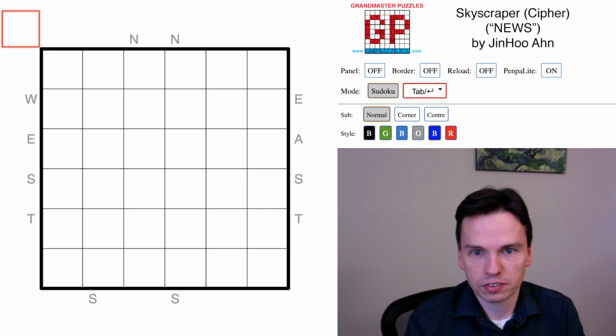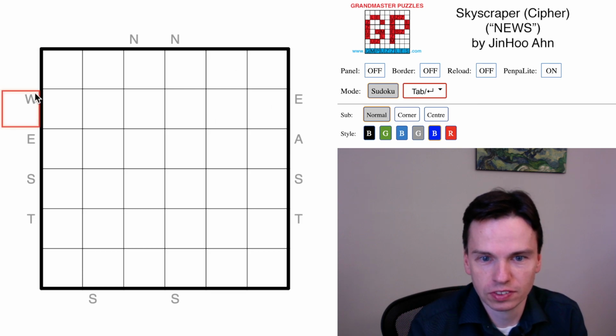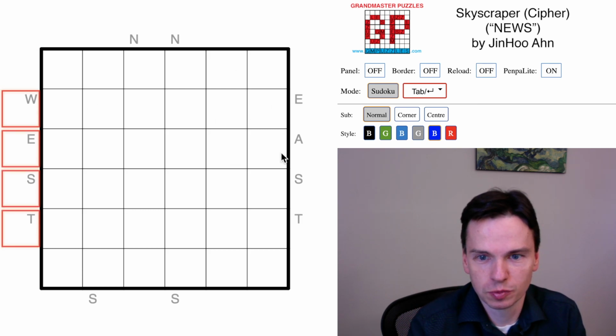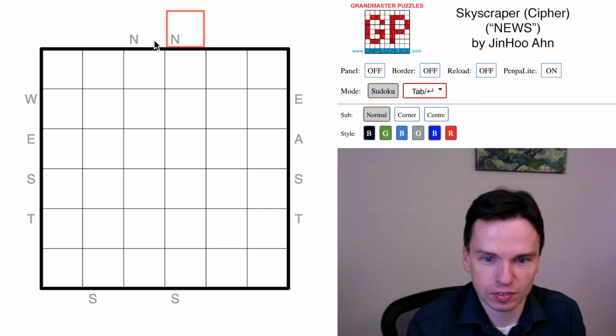We're here to solve this Skyscrapers Cipher puzzle by JinHoo Ahn. It's themed around compass directions. It uses 6 unique letters, W-E-S-T from west, and then adding in the A and the N from part of the word east and from north. That means we're going to have all the digits 1 through 6 as outside clues here.